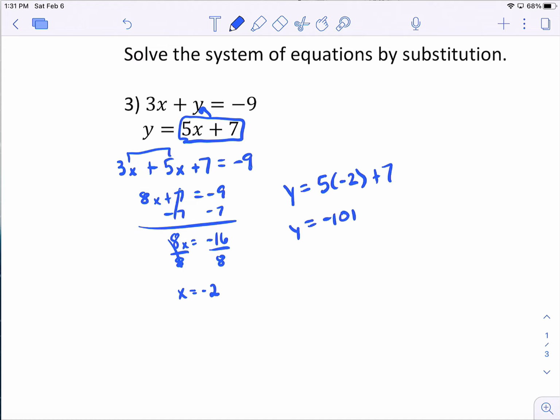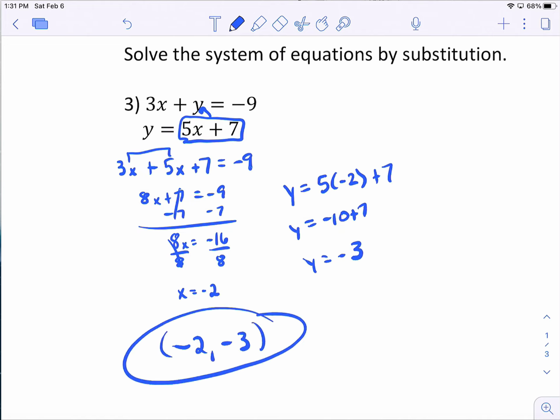So y equals negative 10 plus 7, so y would be negative 3. So my answer would be negative 2, negative 3. And again, if I plug that back into the top equation, negative 2 for x, negative 3 for y, that would work out. That would equal negative 9 to check my answer.